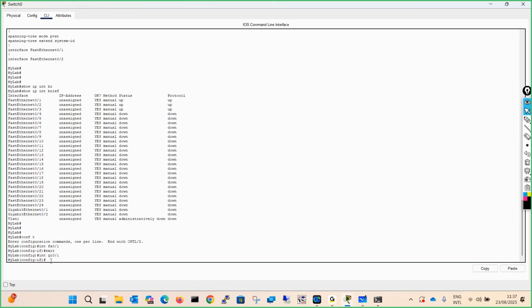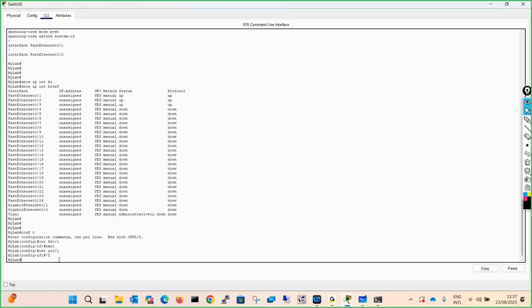Now, you have given the command exit. It has taken you one mode back from configuration interface mode to configuration mode. But over here, if you press Control Z, it will take you to privilege mode directly. Control Z. See, it has taken you to the privilege mode directly. It didn't take you one mode back, right?